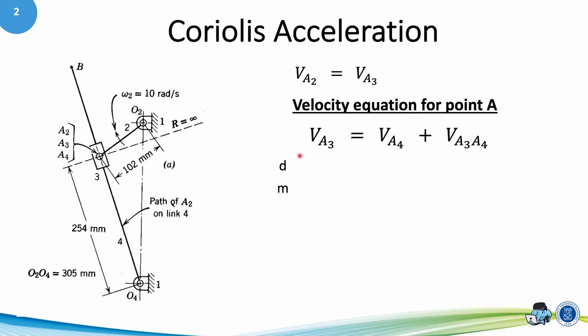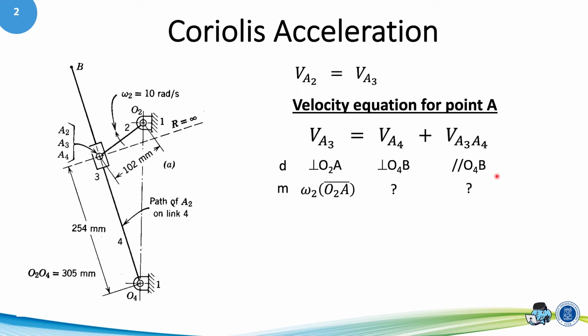And then the next step is we determine the direction and the magnitude of each component of the velocity. First, VA3 is perpendicular to O2A because VA3 is equal to VA2. And then VA4 has the direction perpendicular to O4B, and VA3A4 has the direction parallel to O4B. And we know the magnitude of VA3, and we do not know the magnitude of VA4 and VA3A4.